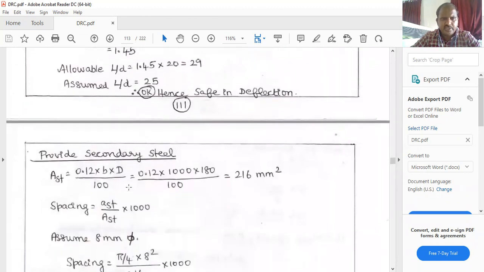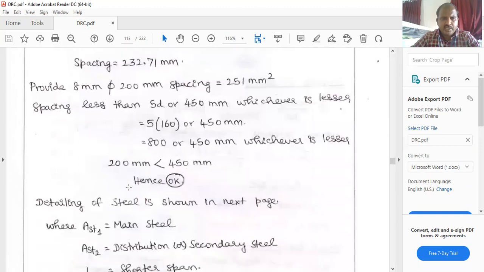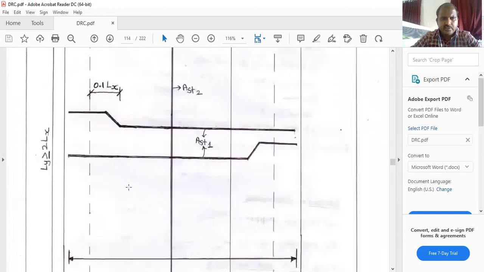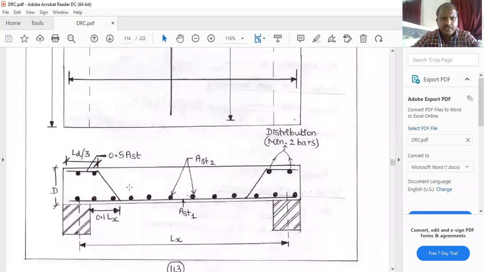Next is to provide the secondary steel of the slab, and finally the reinforcement details of the one-way slab and the cross-sectional dimensions of the slab. In this case, we have to see all the values, the steel bar dimensions, the spacing values, etc. So this is the one-way slab problem.